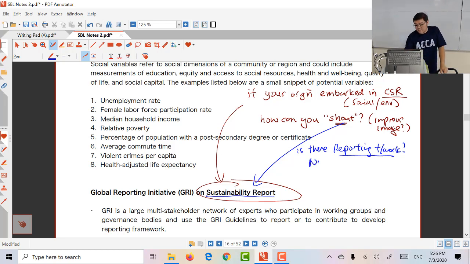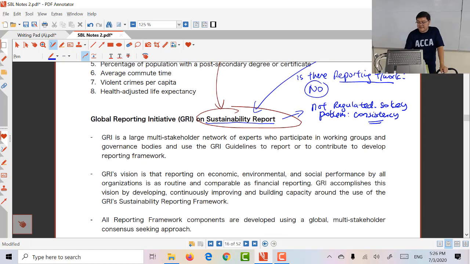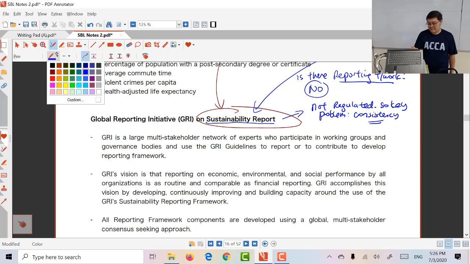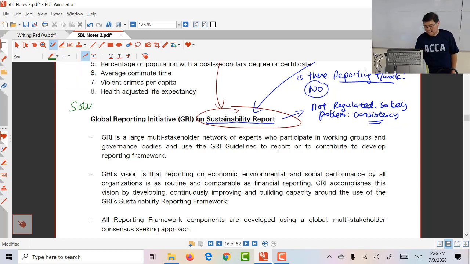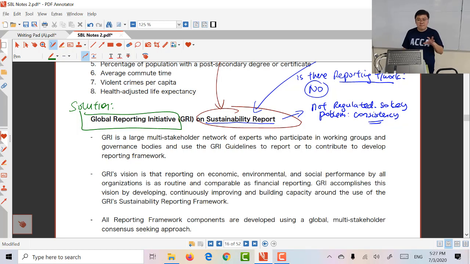So, we have no reporting framework. It's not regulated. So the key problem is always consistency in the reporting. And what is the solution? Now, there are these people called GRI. GRI stands for Global Reporting Initiative. Okay, GRI.